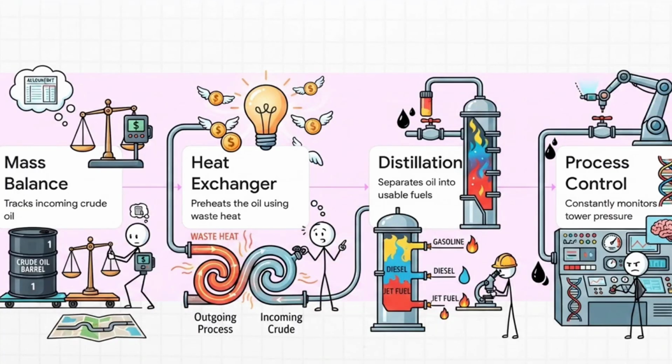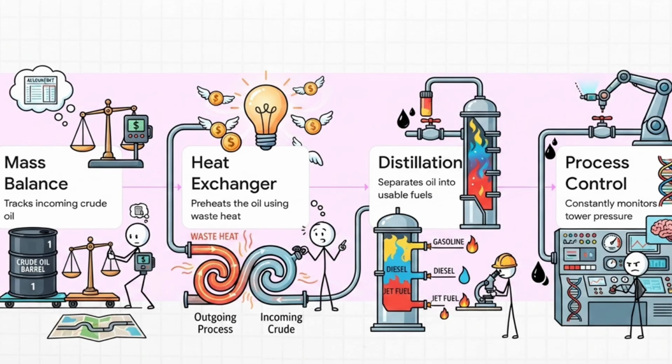Let's actually trace the journey of one single barrel of crude oil through a refinery to see all this in action. First, the engineers use a mass balance to track exactly how much crude enters the plant, ensuring every single drop is accounted for. Before that oil even reaches the main tower, it passes through heat exchangers, which brilliantly use the waste heat from outgoing process streams to preheat the incoming crude. This saves an absolute fortune in energy.